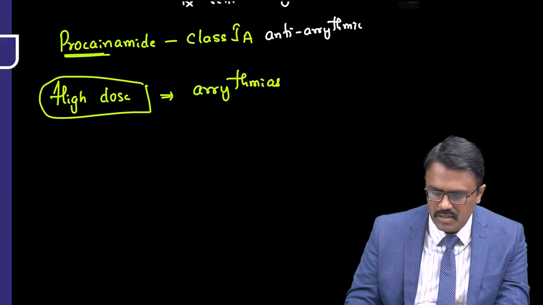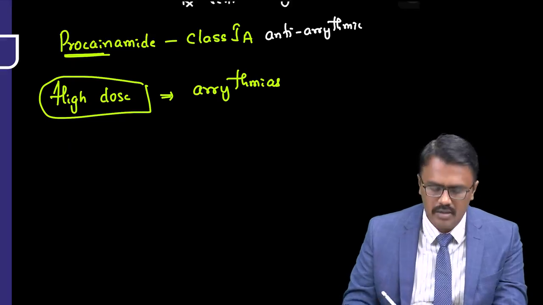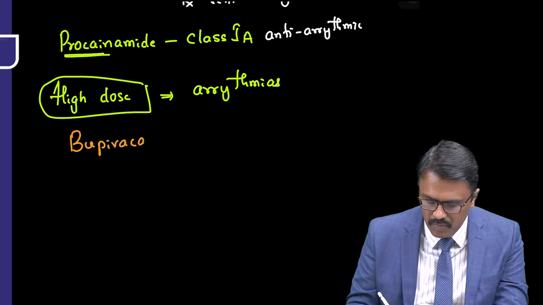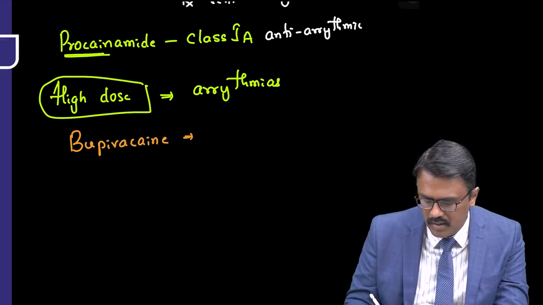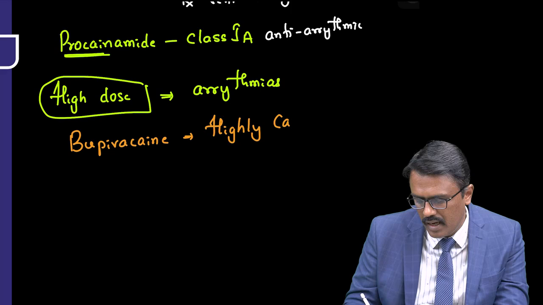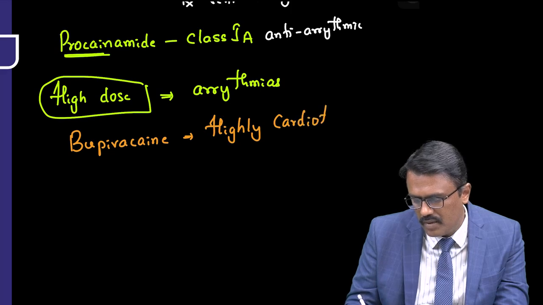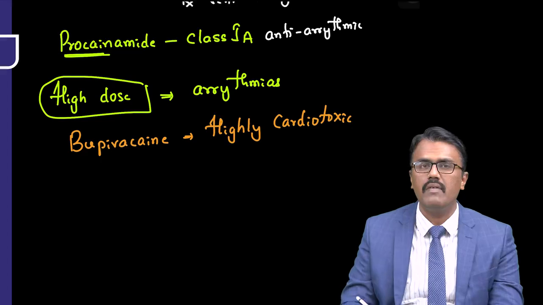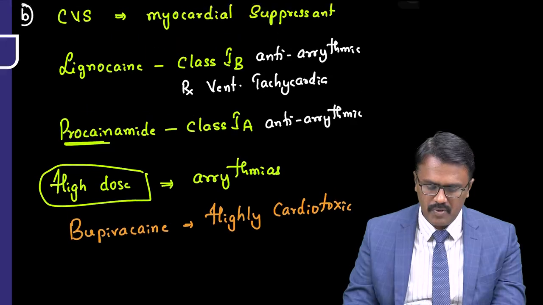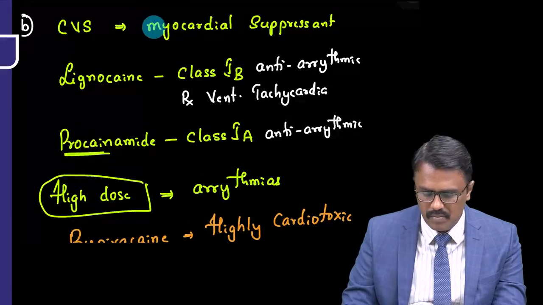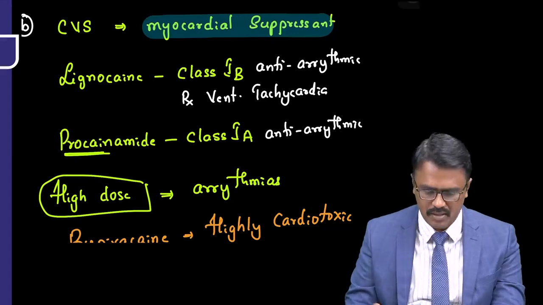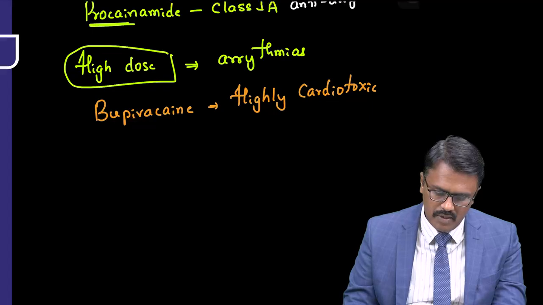Now among all these drugs, one drug is highly cardiotoxic. The name is bupivacaine. So bupivacaine is highly cardiotoxic, so it carries the risk of arrhythmias. Toxicity is very very high with bupivacaine. So lignocaine, procainamide, bupivacaine, these are the applications. So remember, these are all myocardial suppressant drugs.